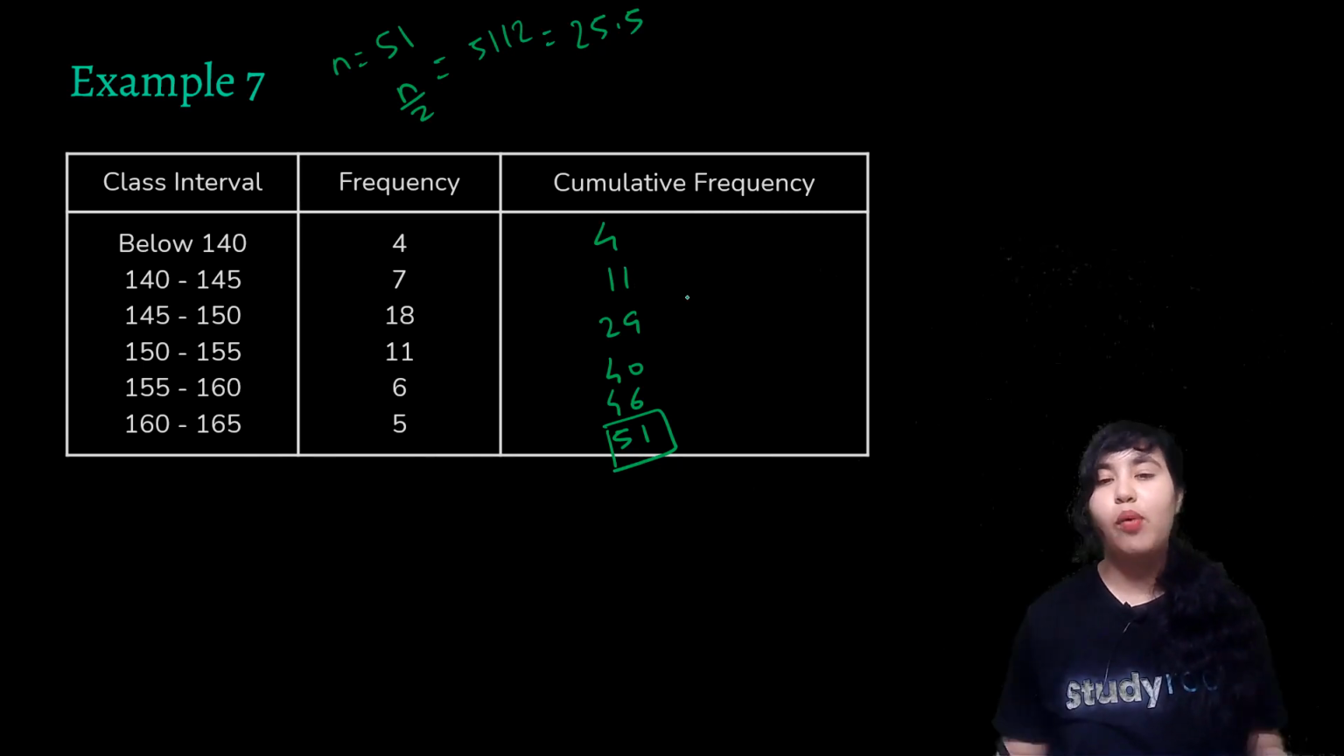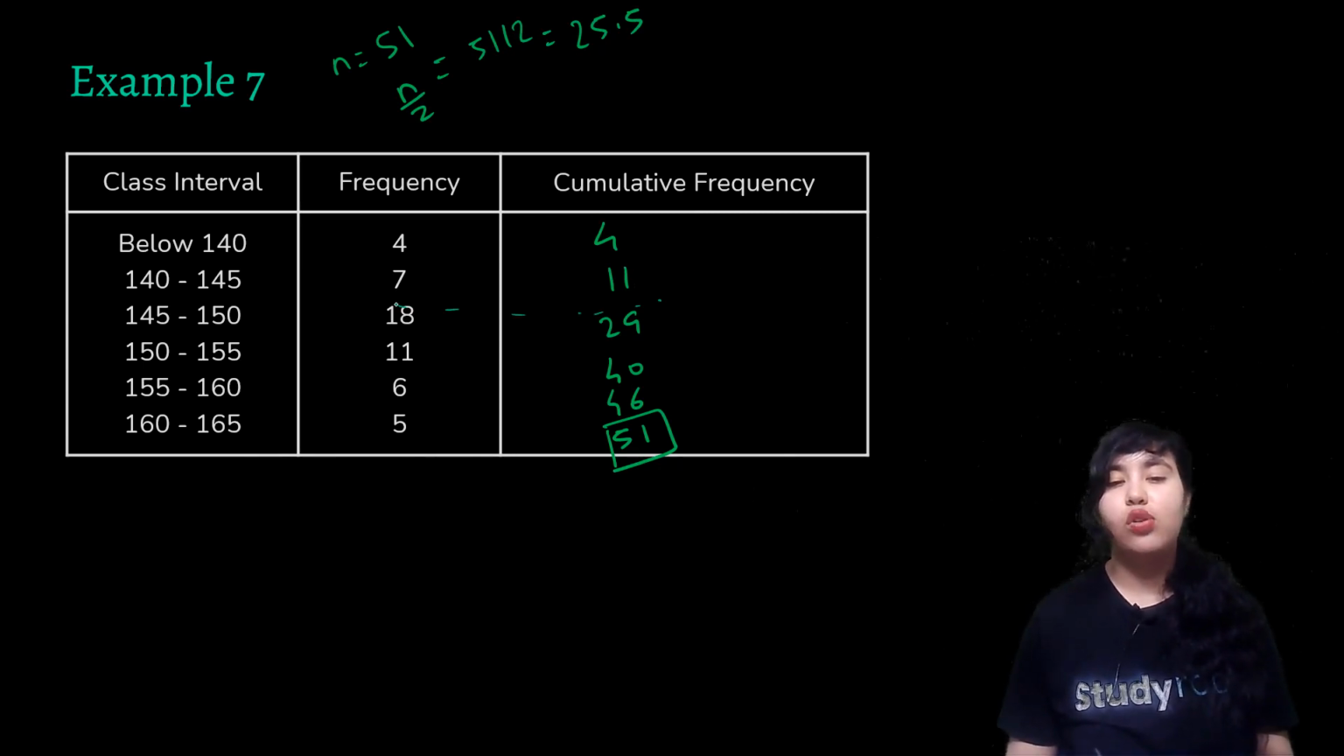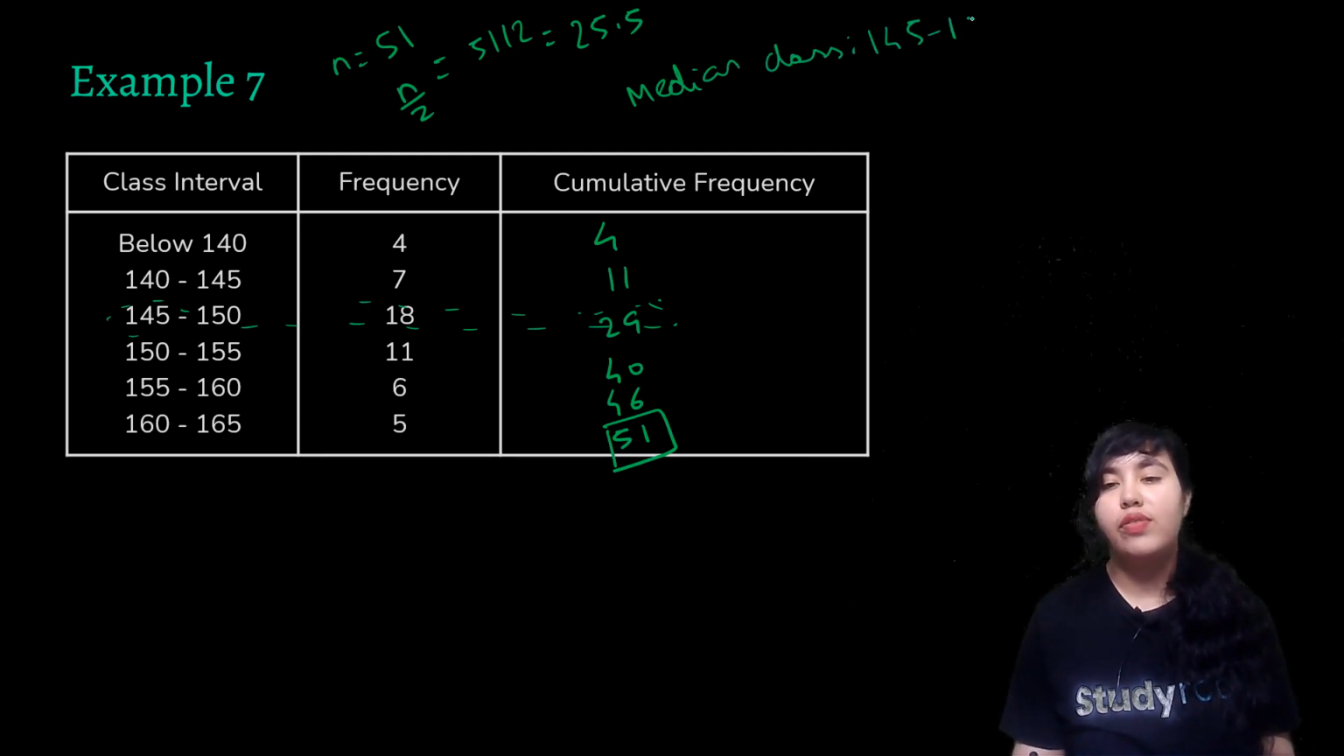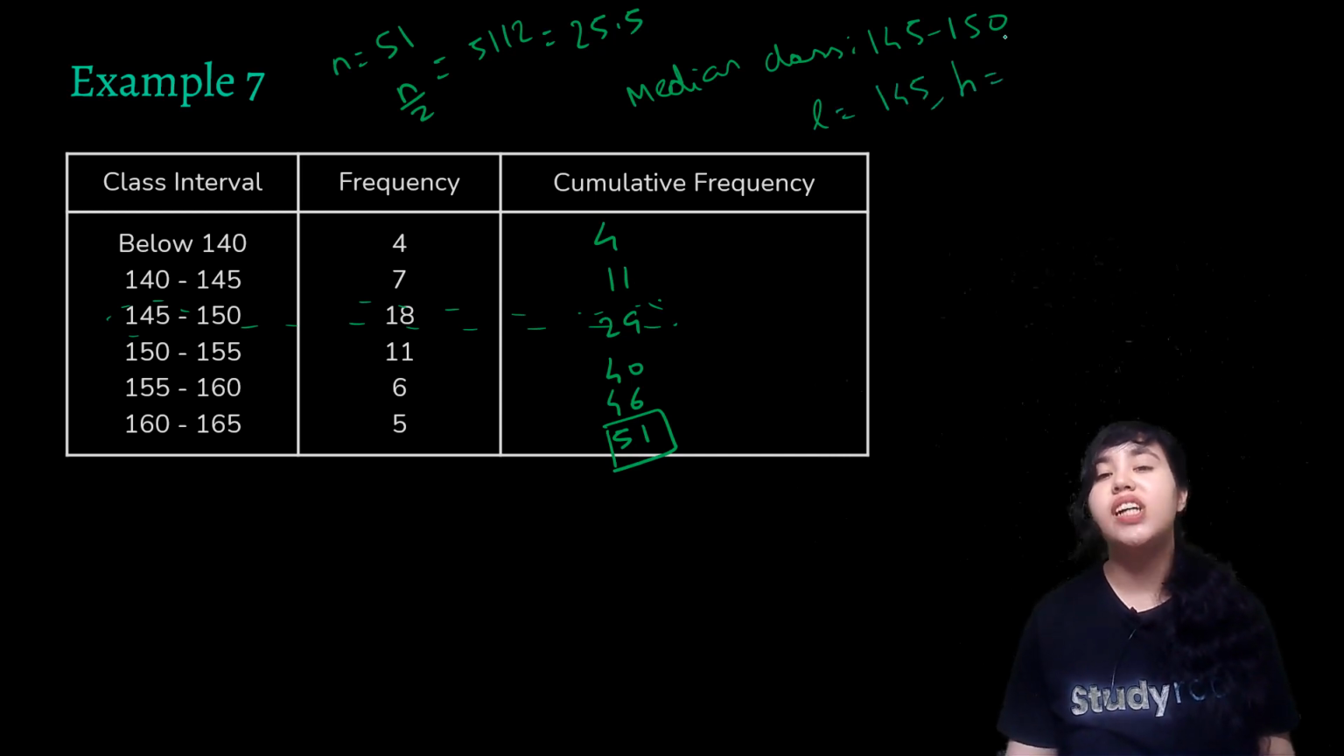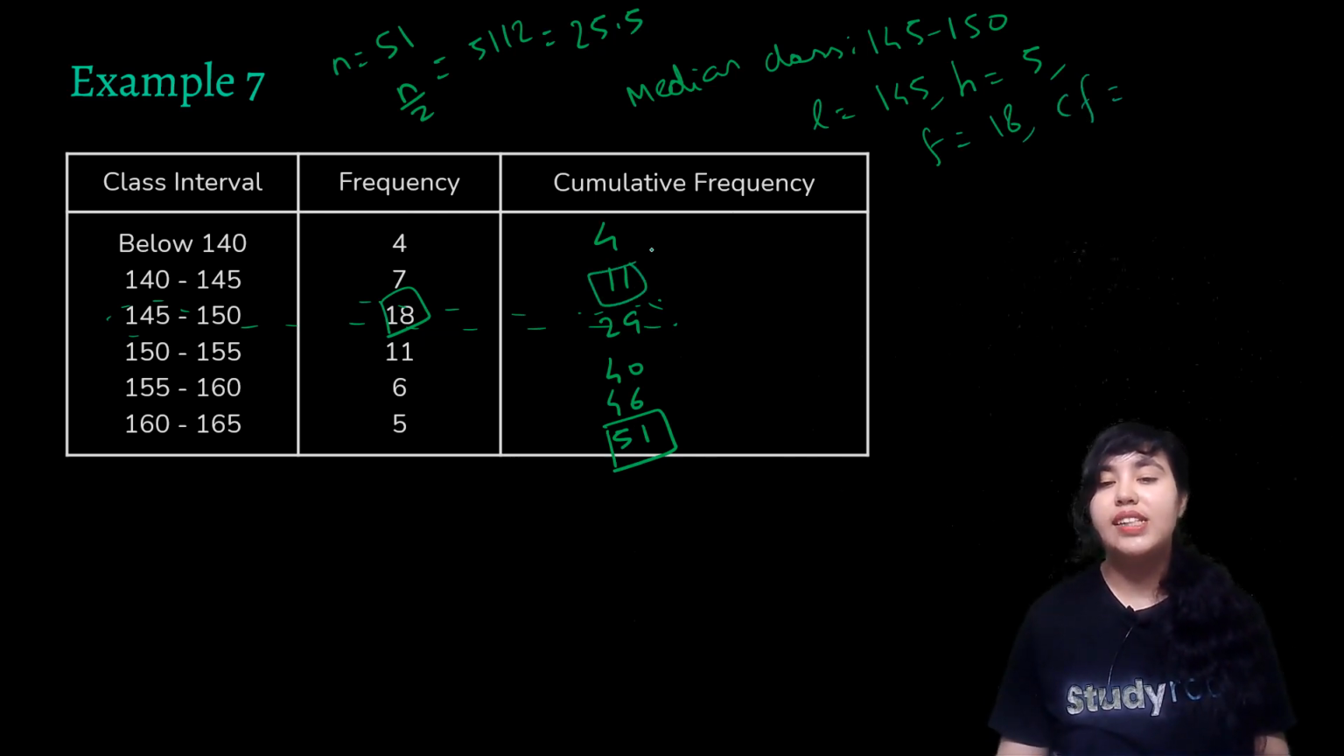Now look, where will we have 25.5? There is no point of confusion here. It will definitely lie over here. So what will be the median class? Please answer. The median class will be 145 to 150. So tell me the lower limit of this class. That will be 145. What will be the class size? 150 minus 145, that is 5. What is the frequency of this class? That is 18. So here we can't do without frequency; we need to calculate this frequency column as well. So f is equal to 18, and the cumulative frequency will be that of the preceding class, that is 11.